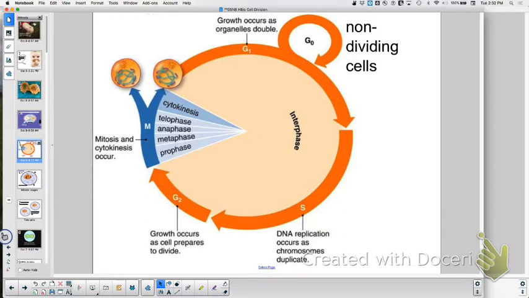And then cytokinesis really should be superimposed on top of telophase, because cytokinesis is about not the nuclear division, which mitosis technically is, but everything else. So that's called what again? Yeah, division of the cytoplasm and cytokinesis.